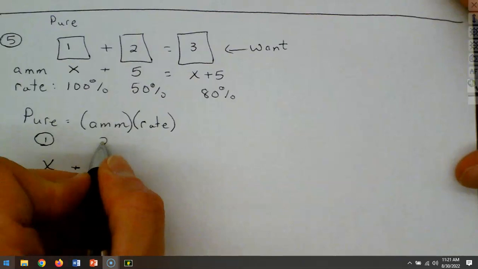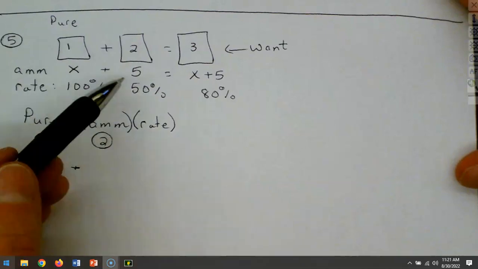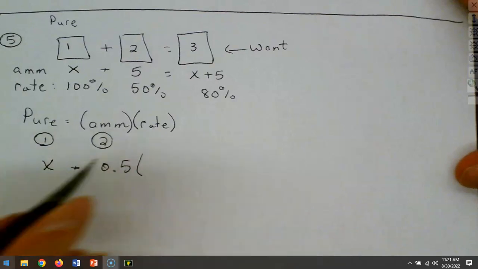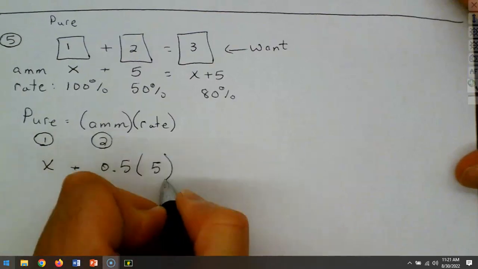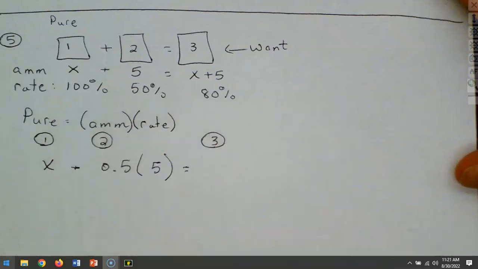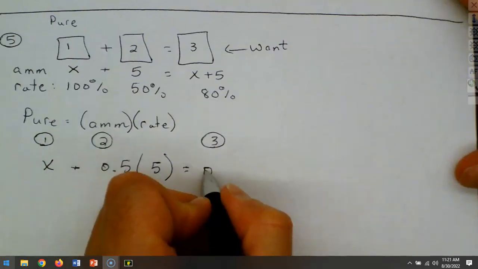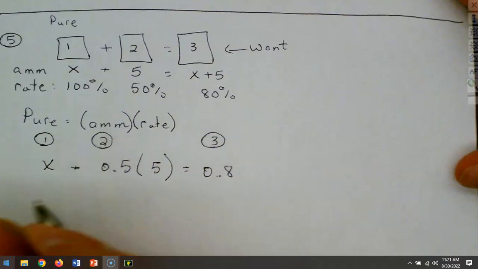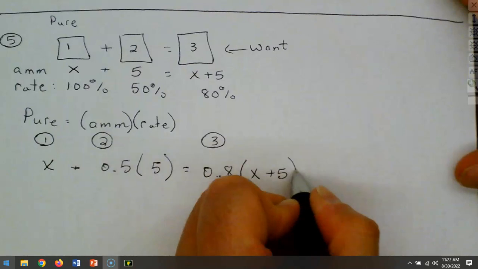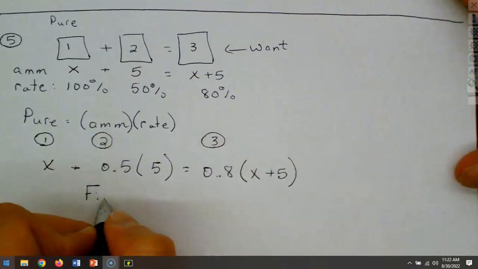What about the second one? What is it? 50%. So that's 0.5. We're going to multiply that by the 5 there. And what does it equal? On the right-hand side, that equals 0.8 for that 80%. And how much is in there? X plus 5. And I think you can finish it from there.